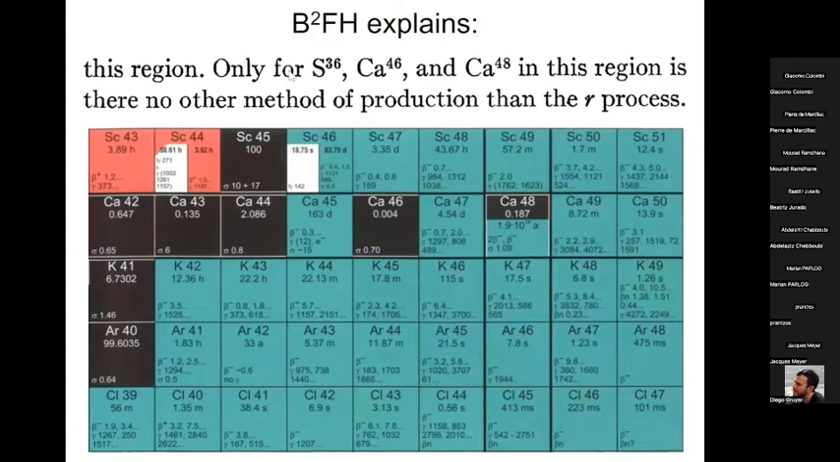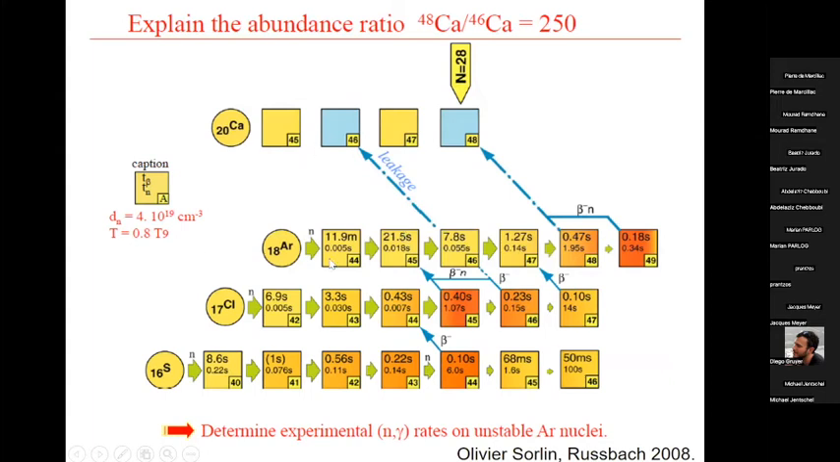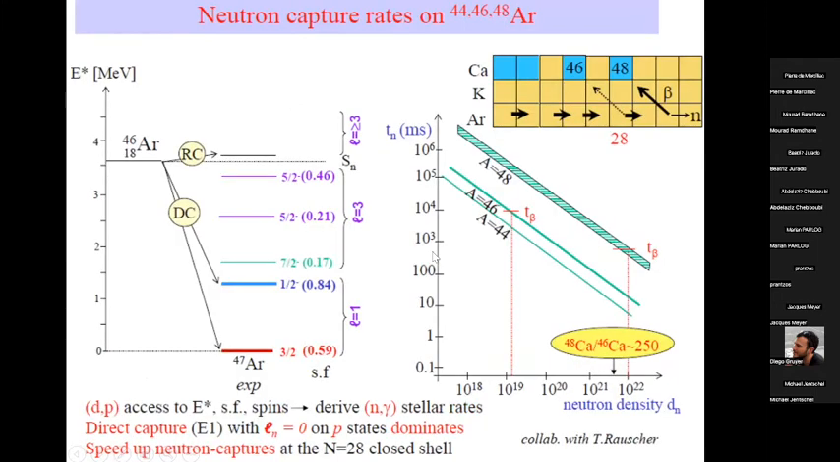Again, B2FH tells us that sulfur-36, calcium-46, and calcium-48 have no other production method than the r-process. And if you want to understand why calcium-48 is then better produced than calcium-46, you have to look at the publications of Olivier Sorlin, who has investigated the capture cross-sections here by the (d,p) surrogate. And you see here, depending on the neutron density, you home in on the ratio which we find today.